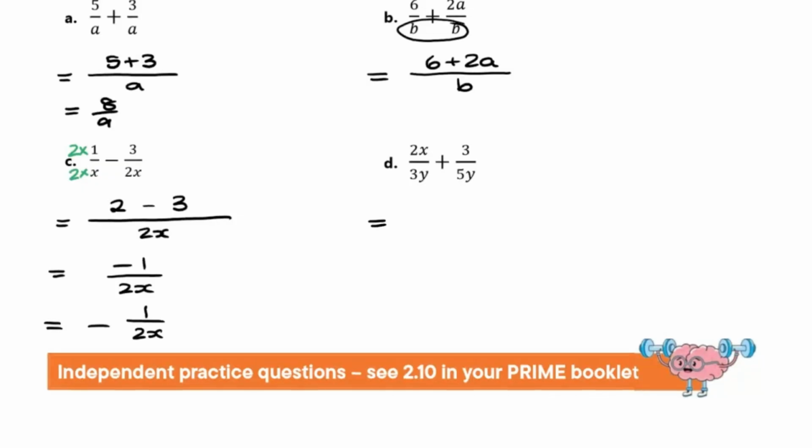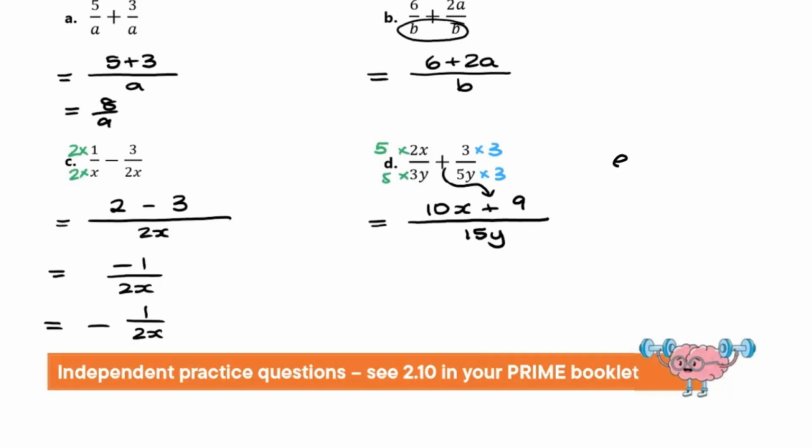Last one. We have 2x over 3y plus 3 over 5y. Lowest common denominator, that's actually going to be 15y, multiplying this by 5 and 5, and multiplying this by 3 and 3. So first numerator becomes 10x, that plus sign comes down, and 3 times 3 is 9. No more we can do with that one.